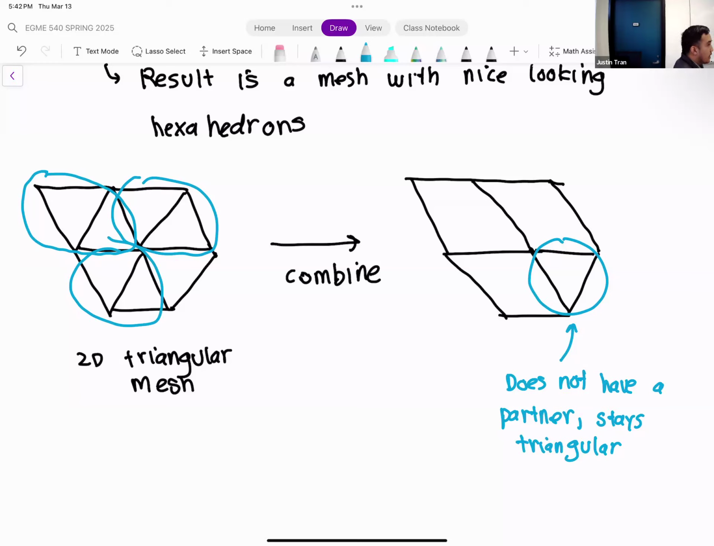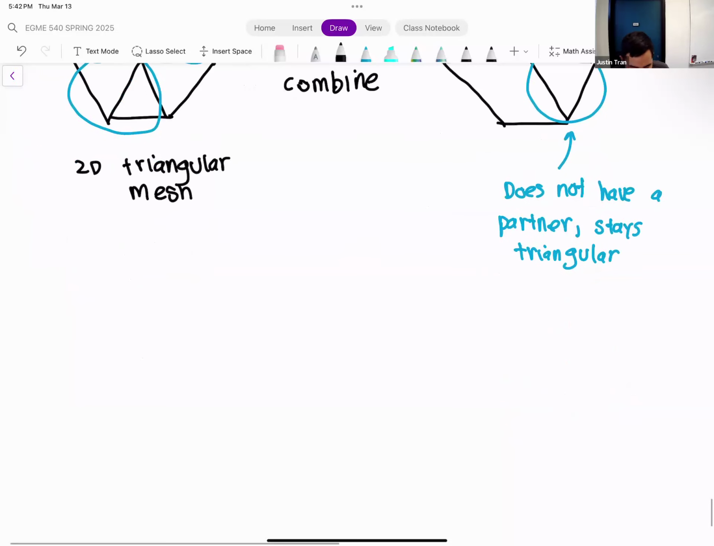Okay, any questions on the hex dominant method? Okay, cool. All right, so there are other ways to produce a hexahedral mesh. These next methods are a little more traditional. These are how they used to be done.